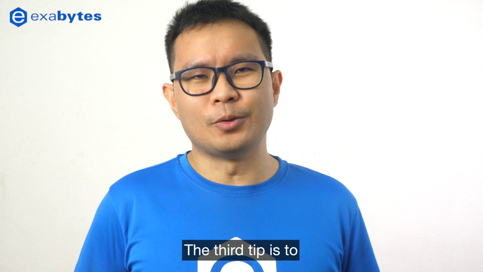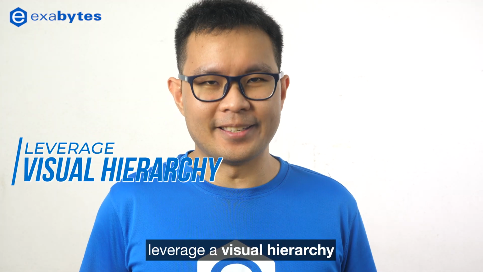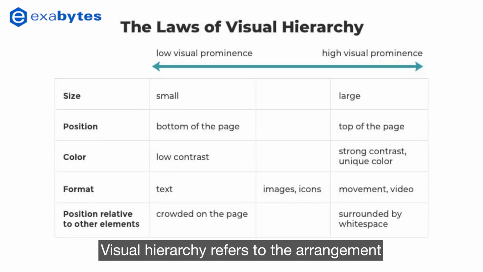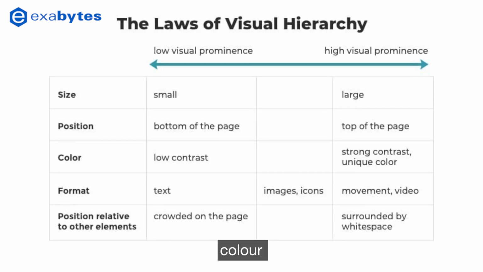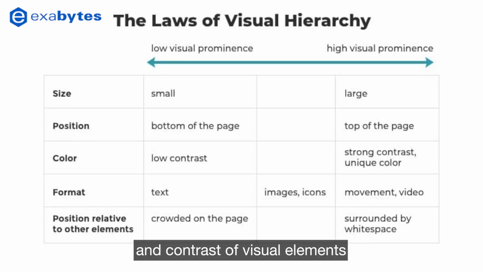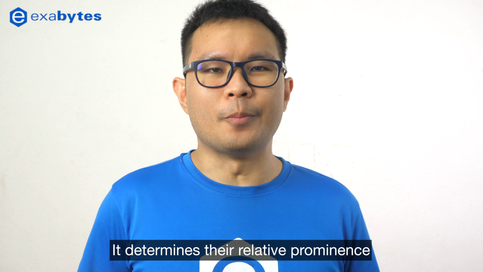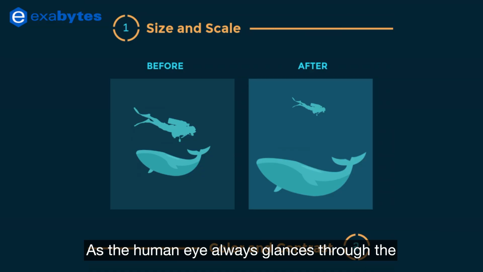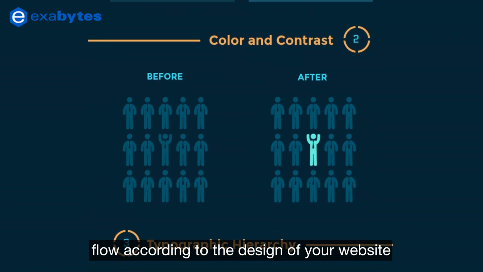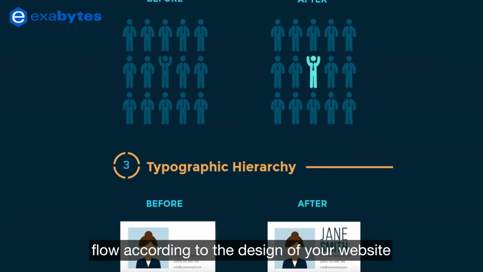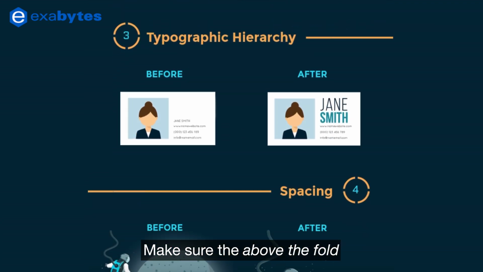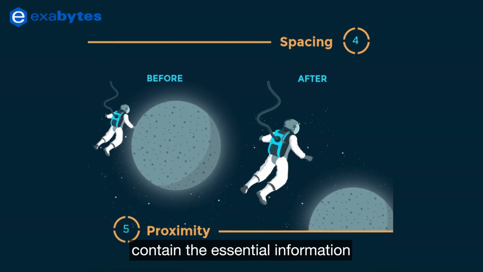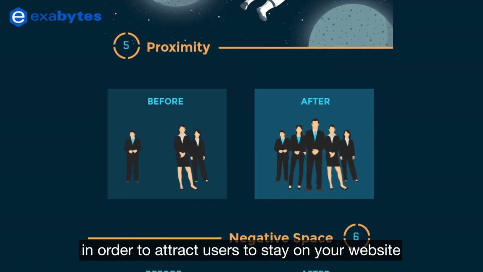The third tip is to leverage visual hierarchy. Visual hierarchy refers to the arrangement, size, color, and contrast of visual elements. It determines the relative prominence and the order in which they are seen by the human eye. As the human eye always glances through the flow according to the design of your website, make sure the above the fold contains the essential information in order to attract users to stay on your website.